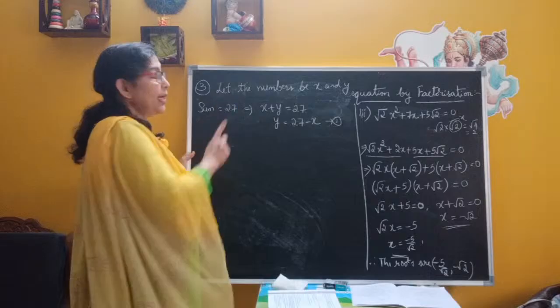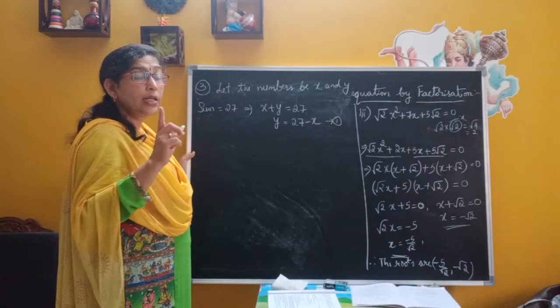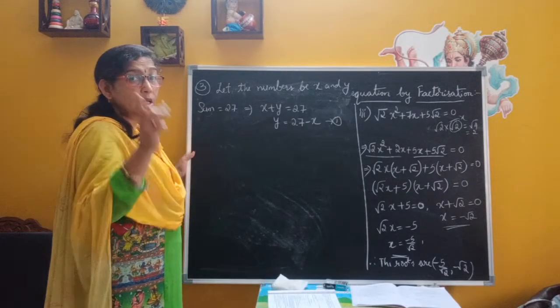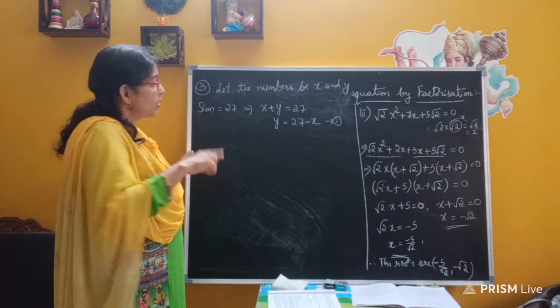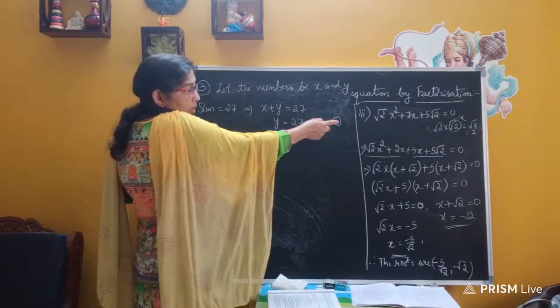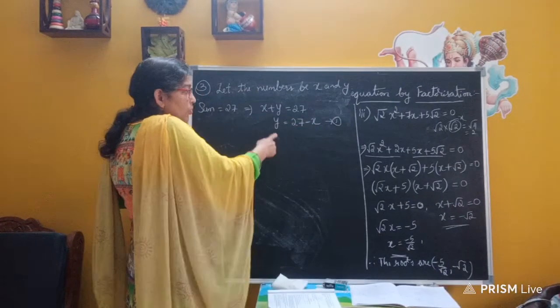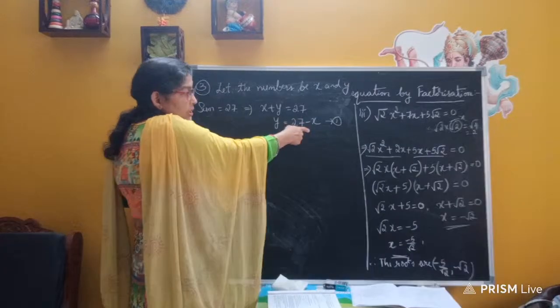Then we cannot do it with x and y both. That can be done with linear equations in two variables, or we can solve simultaneous equations. Here we need to bring a quadratic equation in one variable. So y should be written in terms of x: 27 minus x.